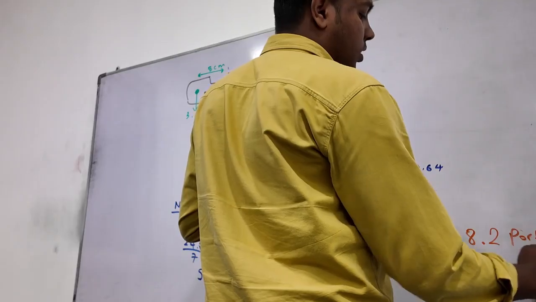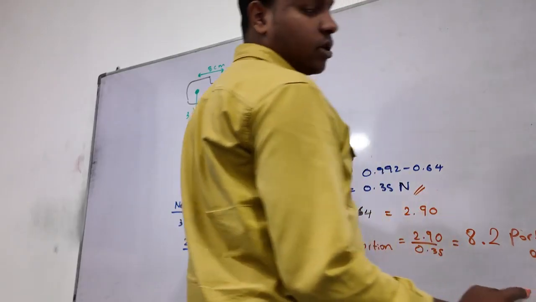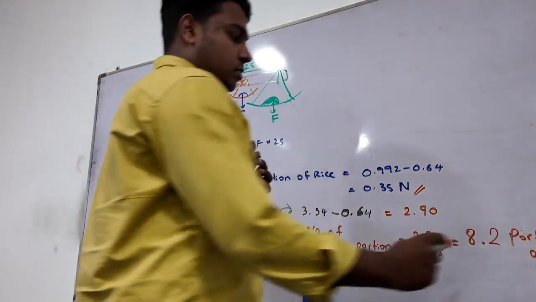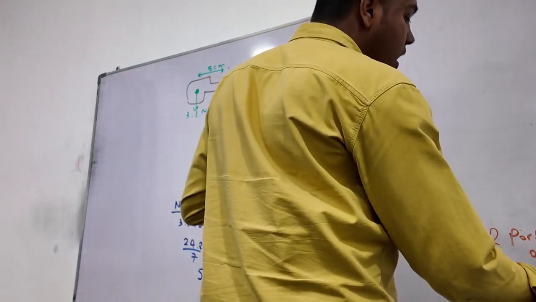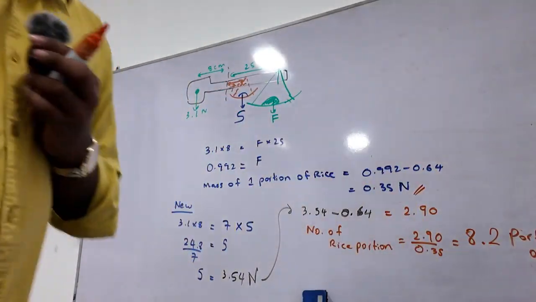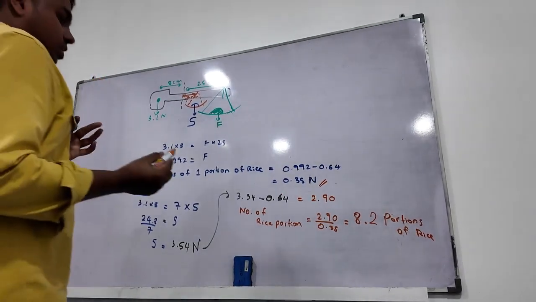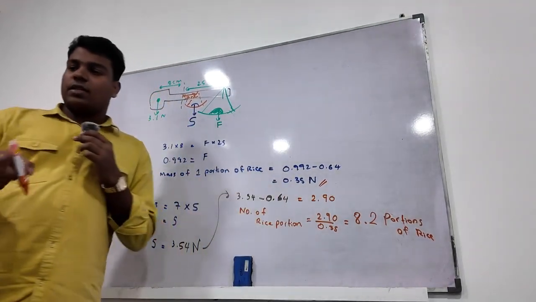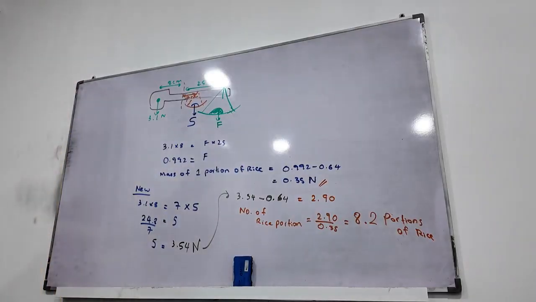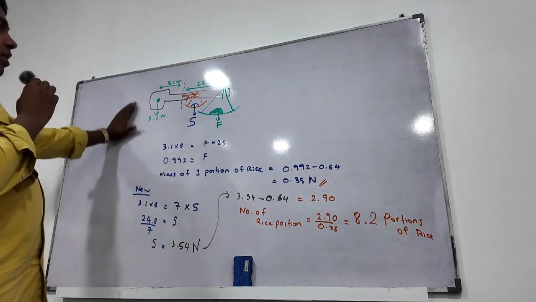Is it clear? Is it clear, Omika? For you, is it clear? It is clear, right? So then, can you understand? They are saying deduce whether this has 3 portions of rice. So what should you say there? You should say no, there are 8.2 portions of rice. So it is false.